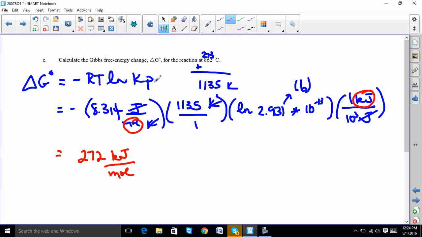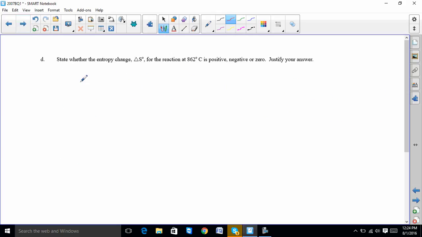And it's positive, which means this is an endothermic reaction. And that's because Kp is so incredibly small that the backward reaction is favored. And so delta G is going to be positive, non-spontaneous.